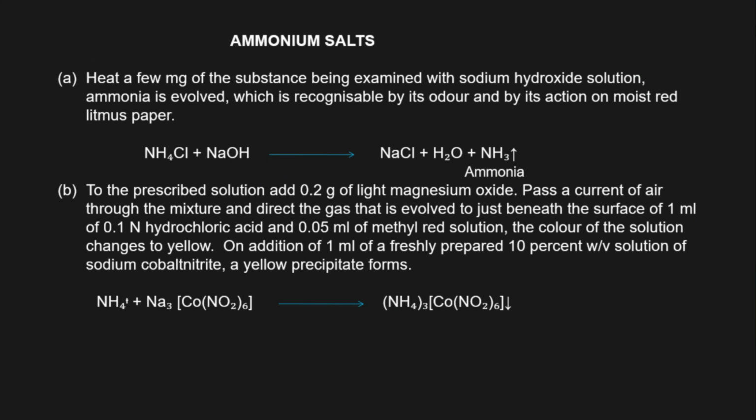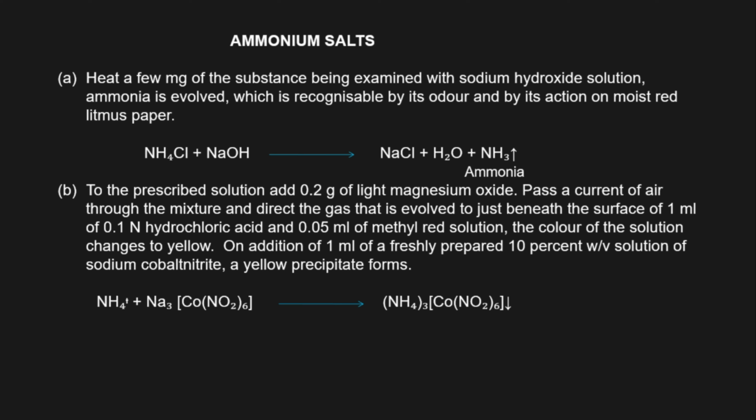Ammonium chloride, when it reacts with sodium hydroxide, results in the formation of sodium chloride, a water molecule, and ammonia gas. This gas is evolving from the reaction mixture, which can be smelled, and its odor is recognizable. When a moist red litmus paper is brought near the mouth of the test tube where the solution mixture is boiling, the vapor of ammonia turns the color of the red litmus paper blue.